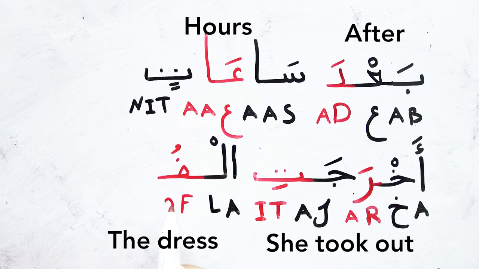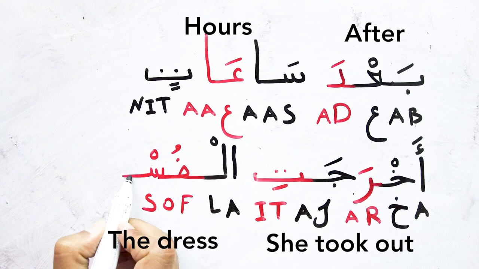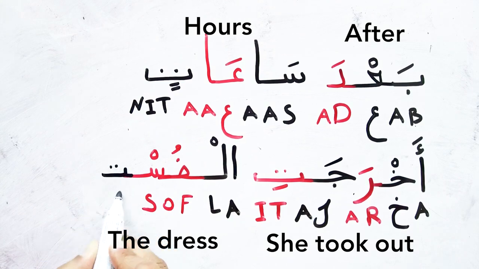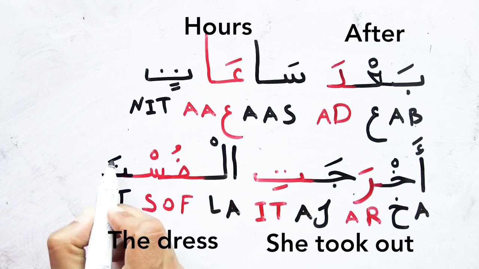This mark on the top sounds like O. Al-fus. This letter sounds like S with sukun, so I must pause here. Fus, fus. Al-fus. T, t, t, t. The sound of T. Let's add it. Al-fus. T. The sound of A because I have fatha.